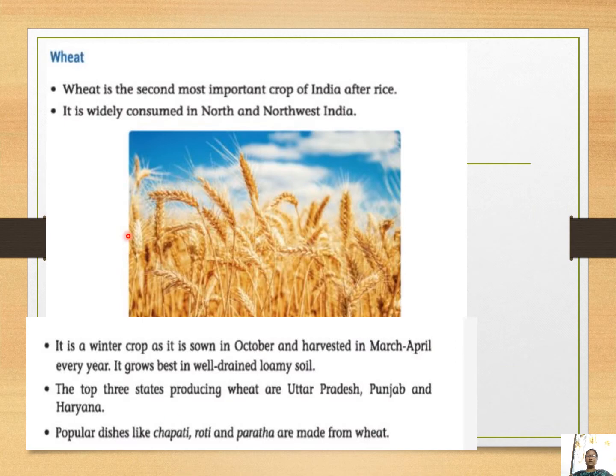Next, wheat. Wheat is the second most important crop of India after rice. It is widely consumed in North and Northwest India. It is a winter crop as it is sown in October and harvested in March-April every year. It grows best in well-drained loamy soil. The top 3 wheat producing states are Uttar Pradesh, Punjab and Haryana. Popular dishes like chapati, roti and paratha are made from wheat.